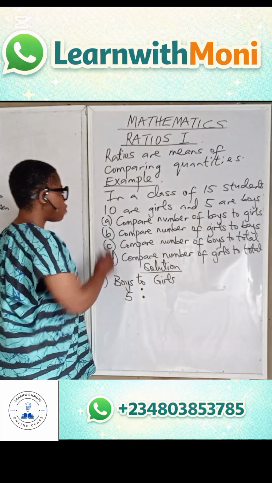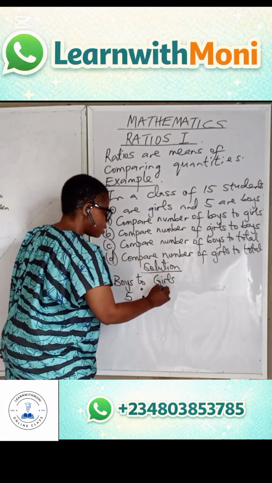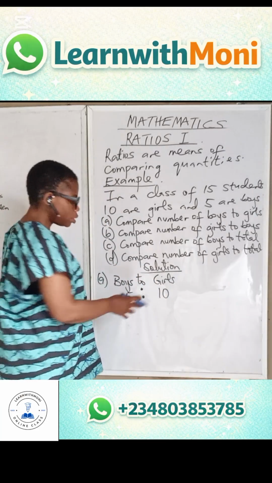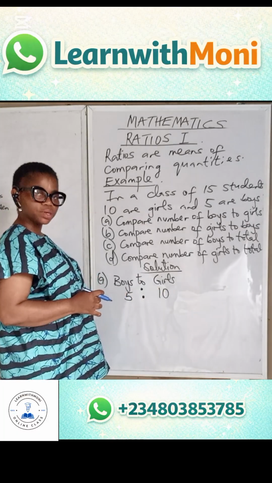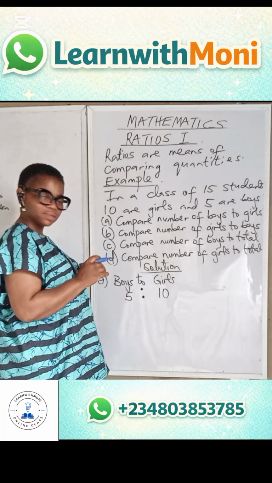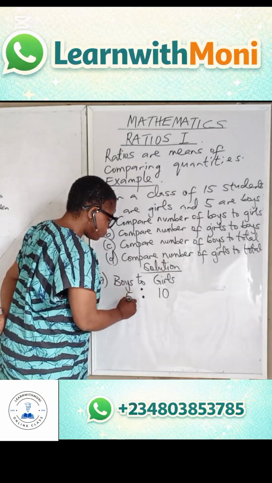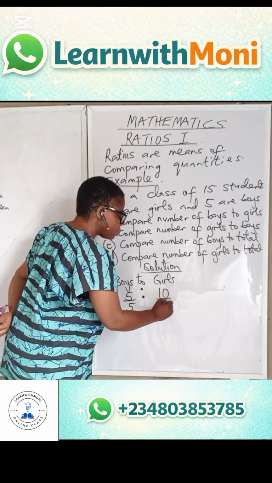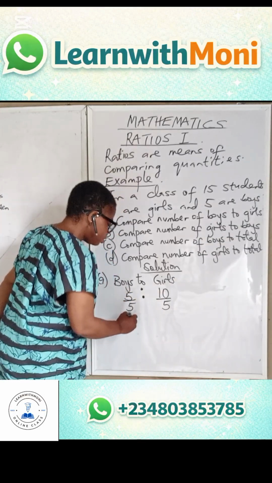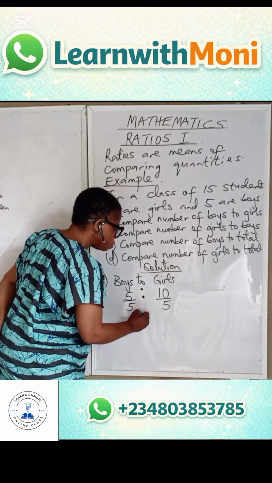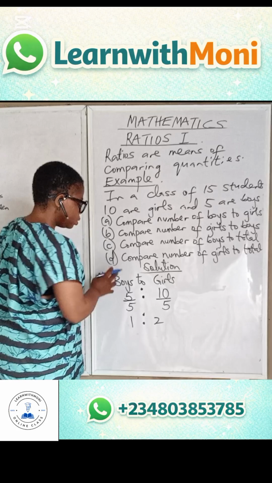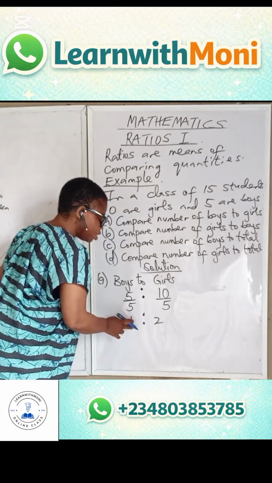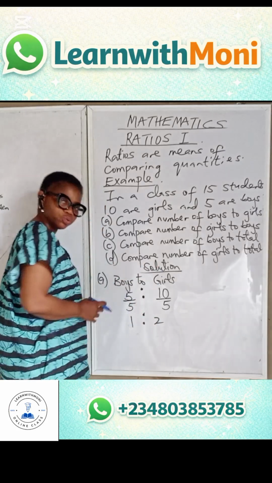The number of girls is 10. You don't have to leave your answer this way. You have to take it to the lowest terms. So this is 5 divided by 5 and 10 divided by 5. This is ratio 1 to 2. Comparing boys to girls is ratio 1 to 2.